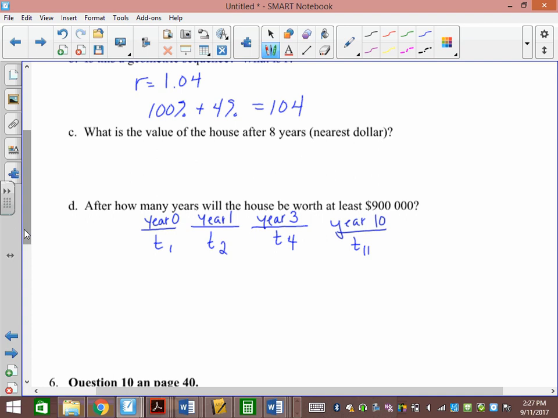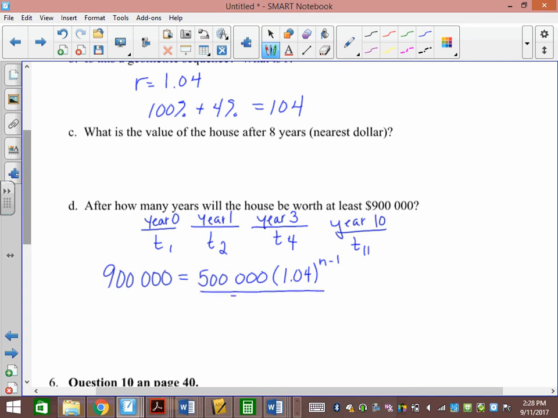So this one says, after how many years will the house be worth at least 900,000? So 900,000 goes in where? T of n, right? It's your last term. So we have 900,000, and initially it's worth 500,000. And then we do what? R, which was 1.04 to the n minus 1. We agree that's the formula for geometric sequences?